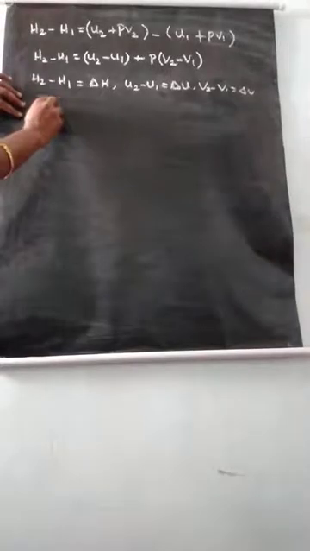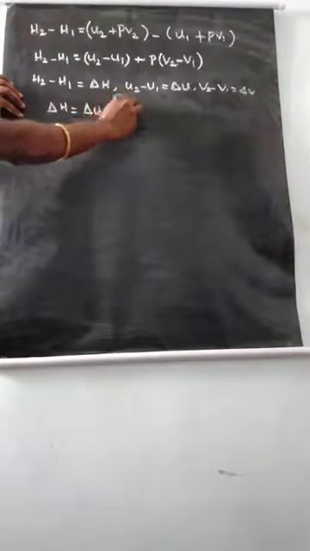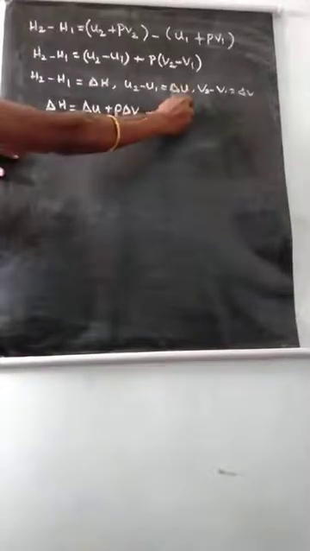Now substitute these values. The total equation is delta H is equal to delta U plus P delta V. You got the answer. Consider this equation 3.